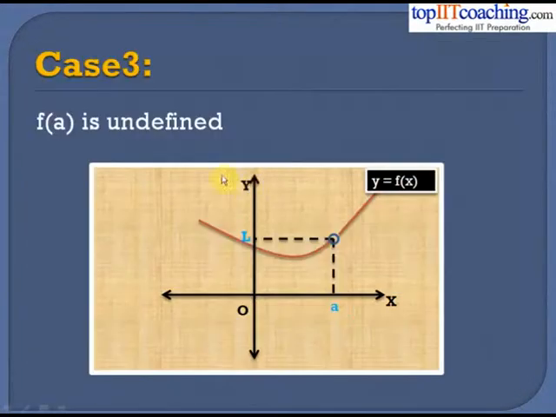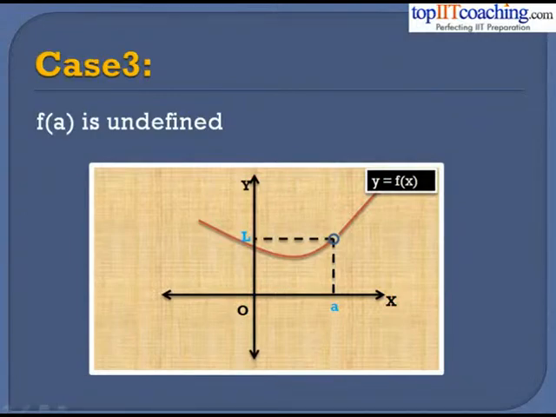Now let's look at case number 3. If f of a is undefined. So this is the graph of y equal to f of x. When x approaches a from the left hand side, then the value of function is equal to L. Similarly, when x approaches a from the right hand side, then again the value approaches L, but the function is not defined at the point x equal to a. Therefore there is a break at this point x equal to a. Therefore we can say that the function is discontinuous.